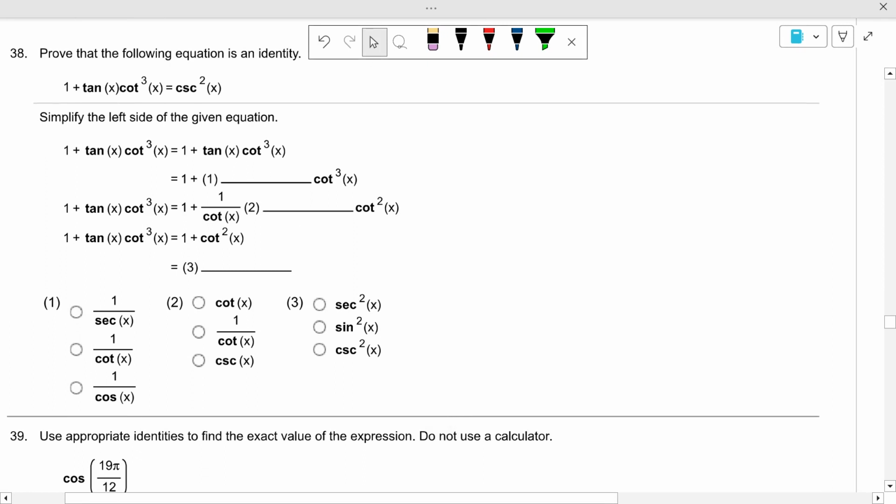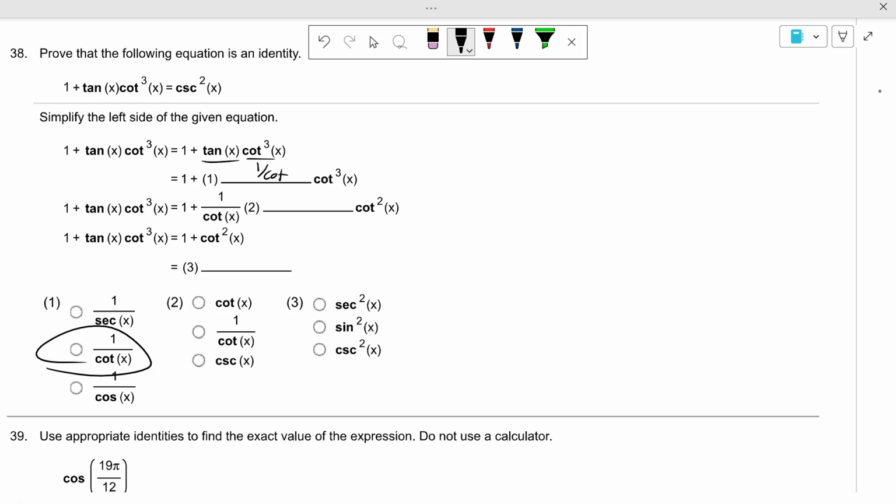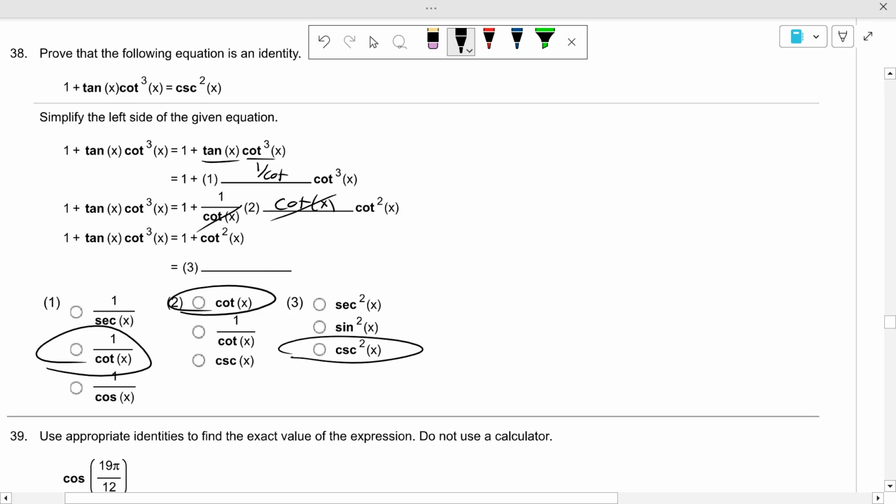This one's a matching one. It's kind of confusing, but tangent times cotangent cubed. Tangent we can turn into 1 over cotangent, because when you look at the 3 choices, 1 over cotangent is the only thing that fits there. So 1 over cotangent times cotangent squared, because I split up the cotangent cubed into cotangent and cotangent squared. So these two cancel, and it's 1 plus cotangent squared, which is cosecant squared.